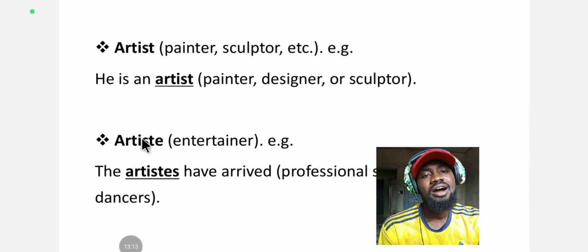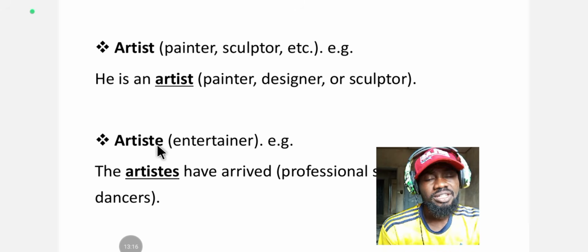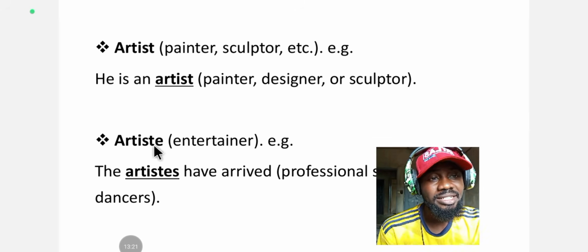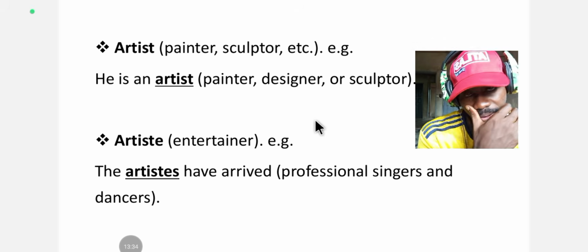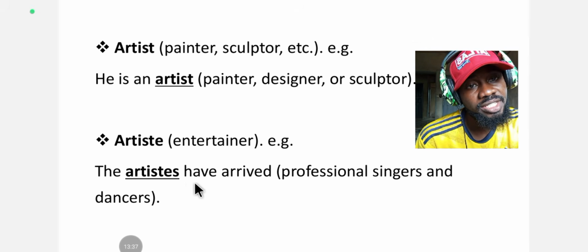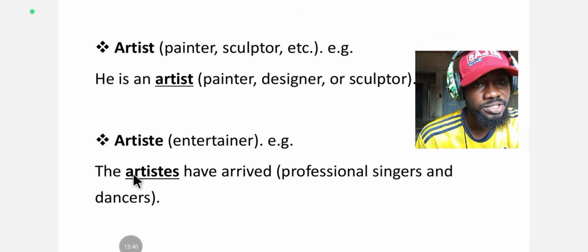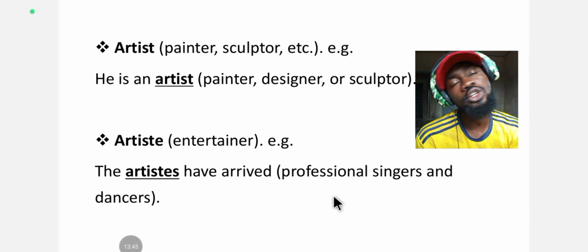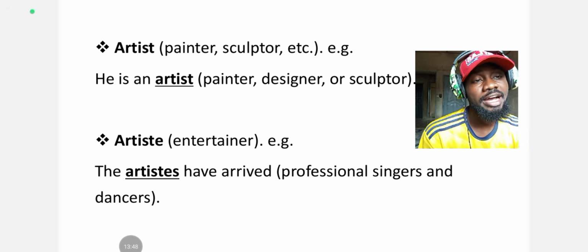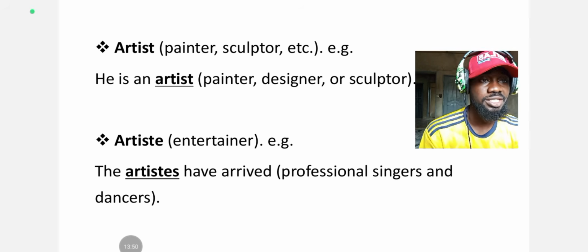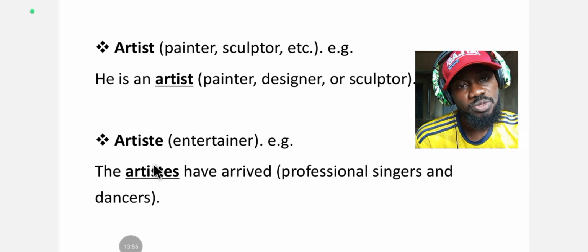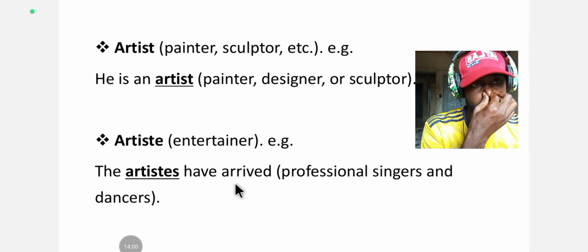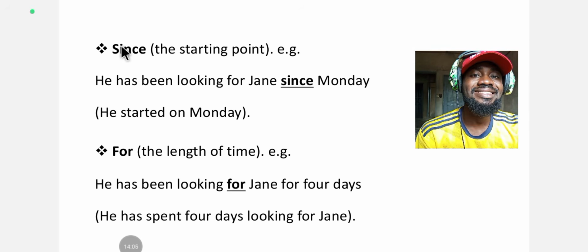Artist. This artist, it means entertainer. This one, ending in E, means entertainer. Let's use this in a sentence. The artists have arrived. It means the professional singers and dancers and so on, whatever they do to entertain, they have arrived. Musicians, those are artists. This one is pronounced artist, and then this one is pronounced artist. So spot the difference.